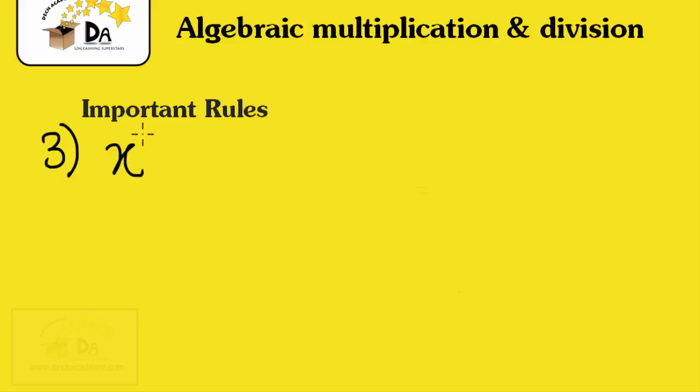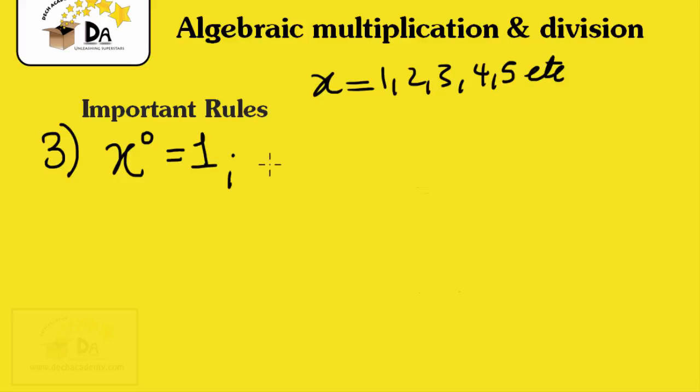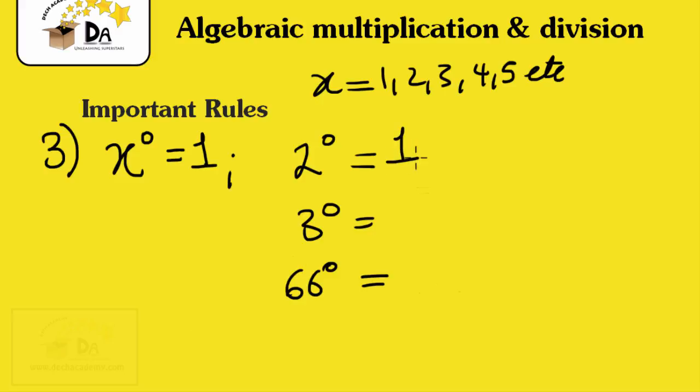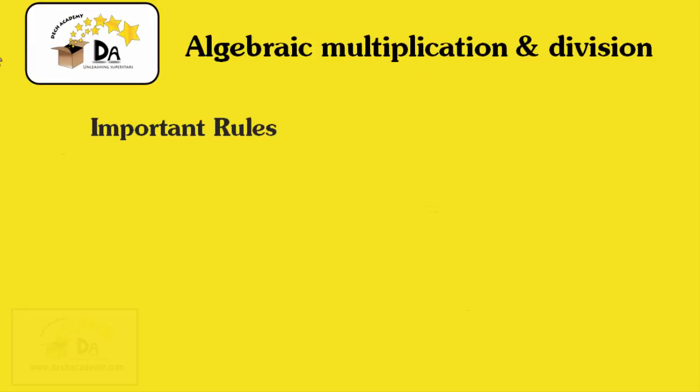Raising any variable to the power of 0 gives 1. So say x takes real number values. If we take, for example, the case where x is 2, what's 2 to the 0? The case where x is 3, and the case where x is 66, what's 66 to the 0? All these are equal to 1 because any number or variable raised to the power of 0 is 1. That's what this rule says. The next rule is as follows.